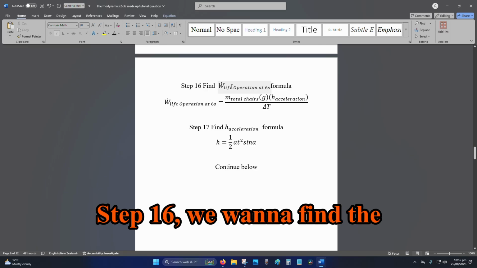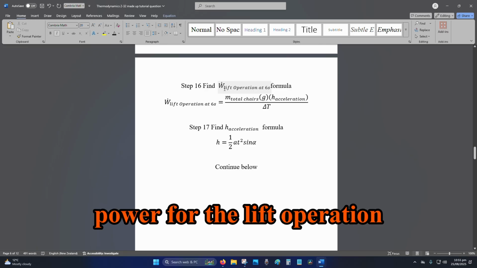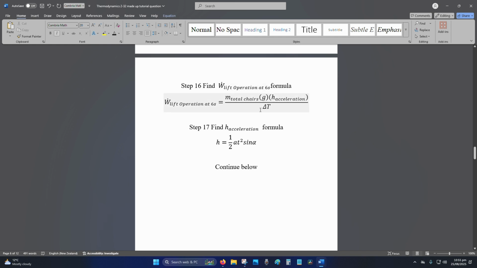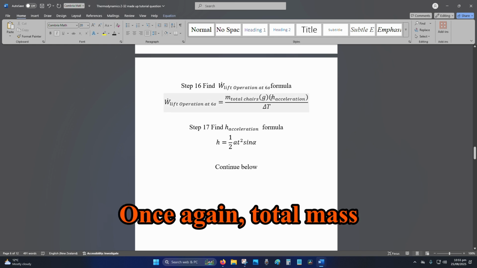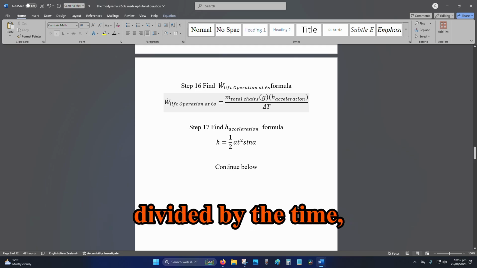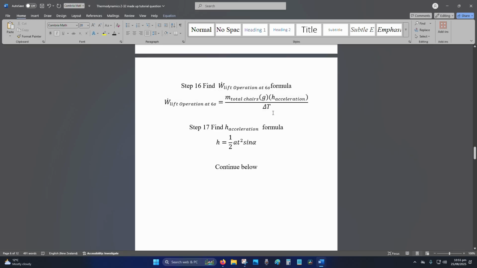Step 16, we want to find the power for the lift operation at 6 seconds accelerated. Once again, total mass multiplied by gravity multiplied by the height of acceleration divided by the time, which is 6 seconds. So the change in time.